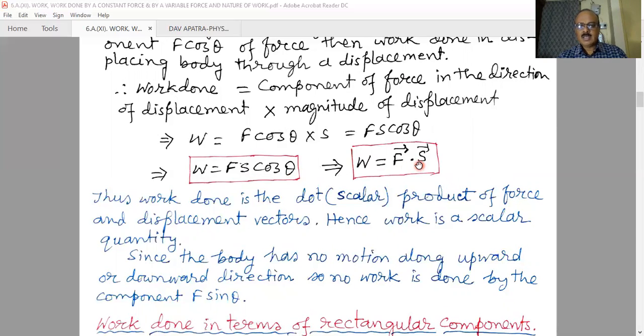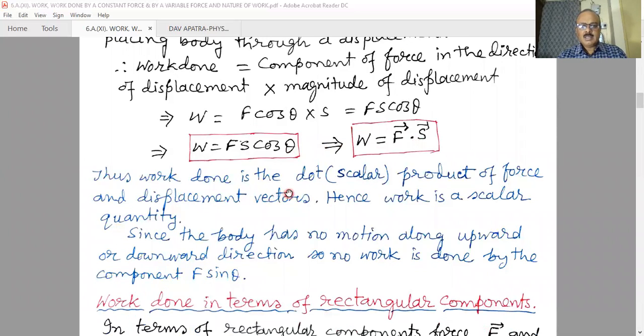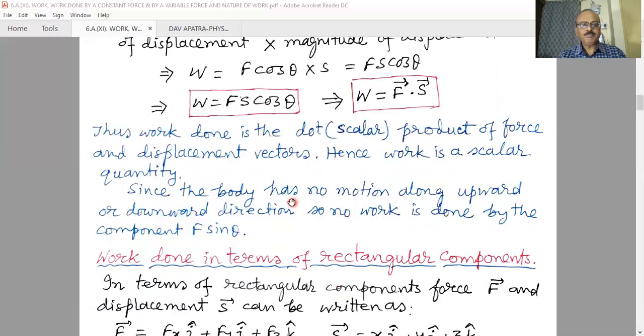That means we can say, another way, if we take the dot product of the force and displacement, then we can get the work done. Thus work done is the dot or scalar product of force and displacement vectors. Hence work is a scalar quantity.